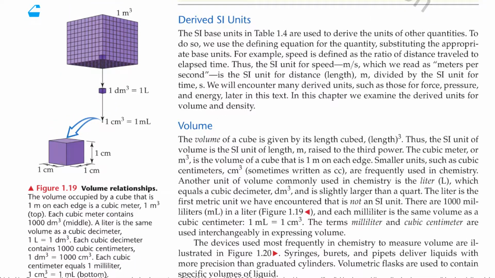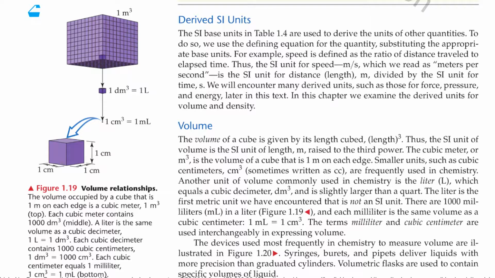Topic 5. Volume. The volume of a cube is given by its length cubed. Thus, the SI unit of volume is the SI unit of length, meter, raised to the third power. The cubic meter, or meter cubed, is the volume of a cube that is 1 meter on each edge. Smaller units, such as cubic centimeters, sometimes written as cc, are frequently used in chemistry.